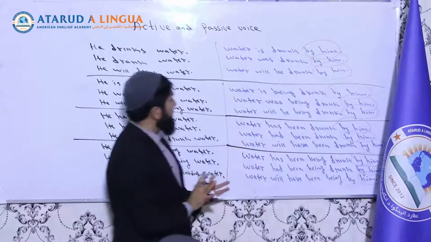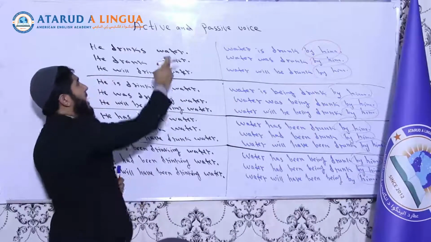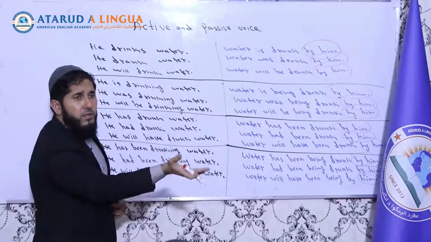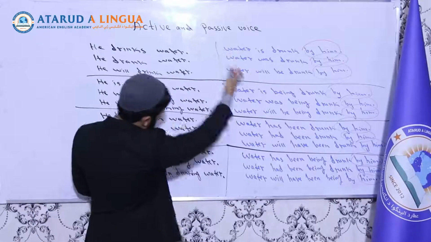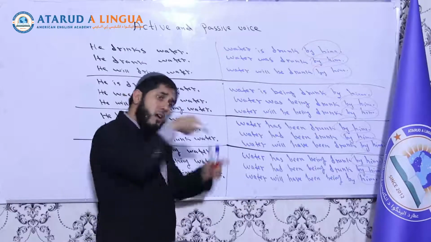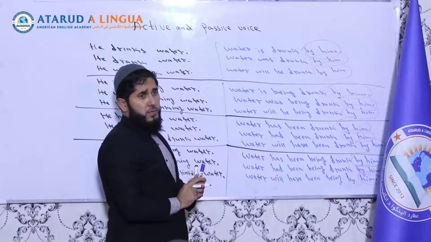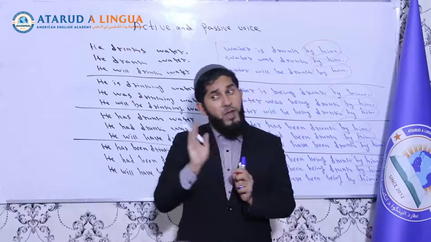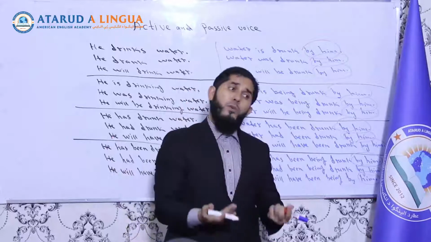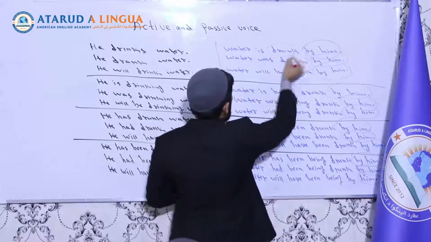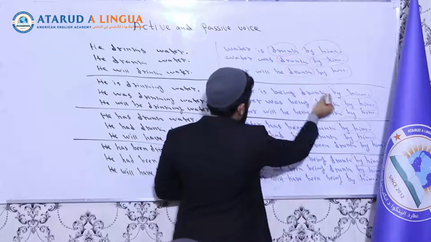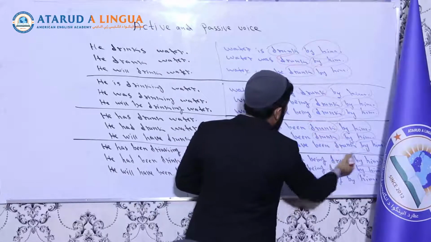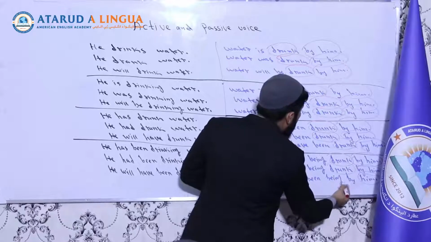In all 12 tenses, the object of your active sentence becomes the subject of your passive sentence. In all 12 tenses, the main verb form is changed to past participle or third form. Look, drawn, okay? In all 12 tenses. You see that? Okay.